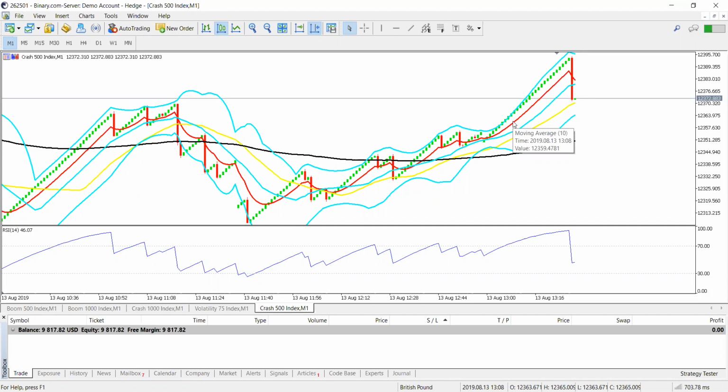This moving average is very important. Okay, before we get to that, we've got a moving average 20 here, which is the middle Bollinger Band. The middle Bollinger Band is period 20.